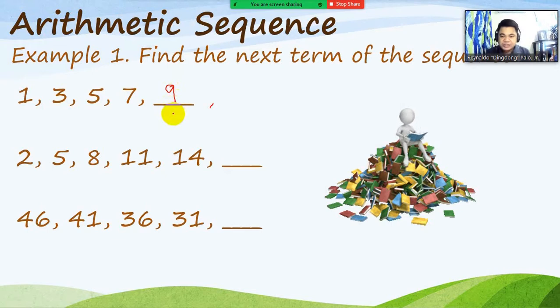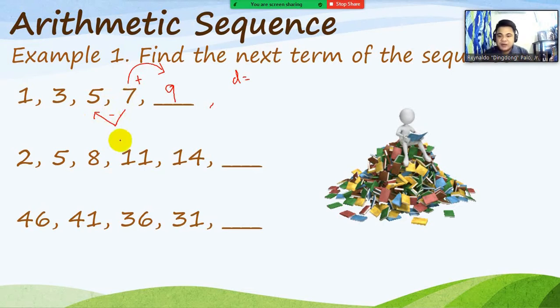Of course, in arithmetic sequence, we have what we call the common difference, wherein you have to get the common difference so that you can add it to the last term to get the next term. So how are we going to get the common difference? You can get the common difference by subtracting. So 7 minus 5. This is the order when you subtract: you have to subtract from right going to the left.